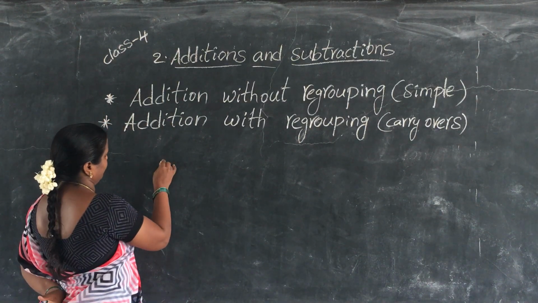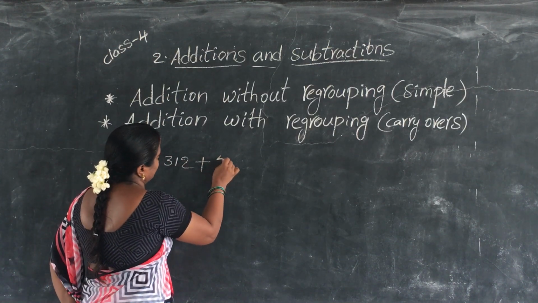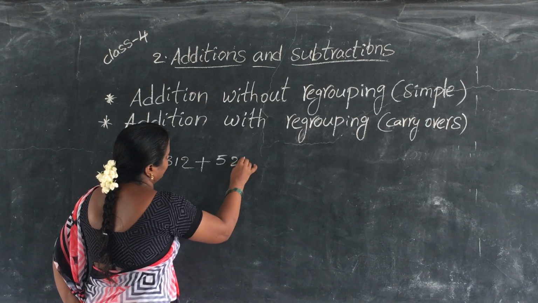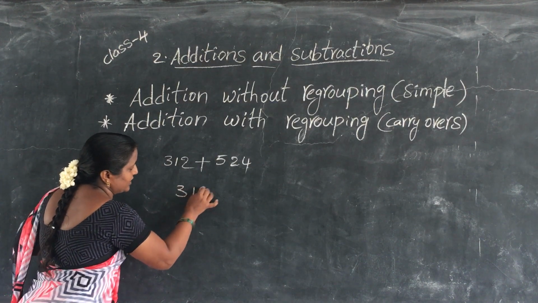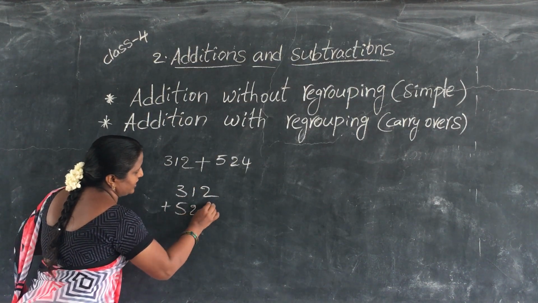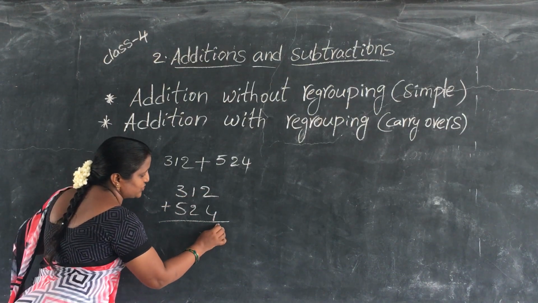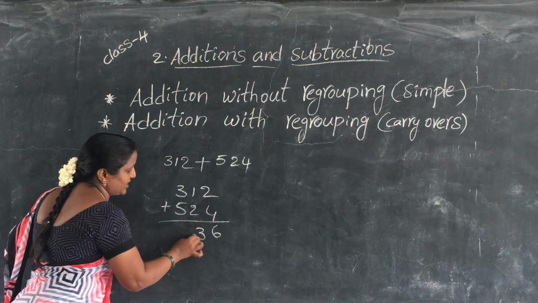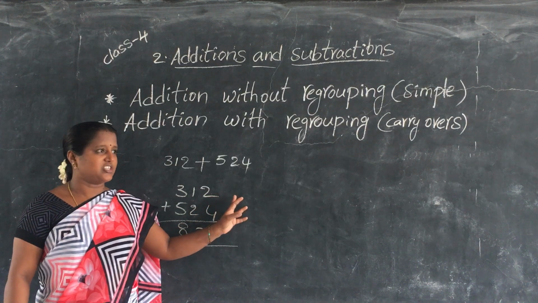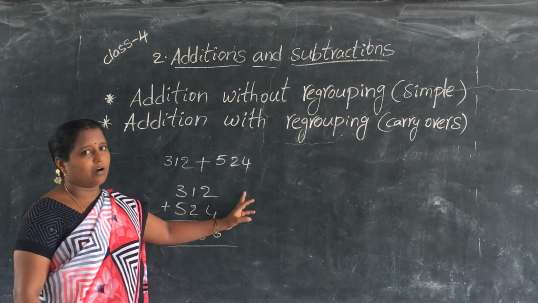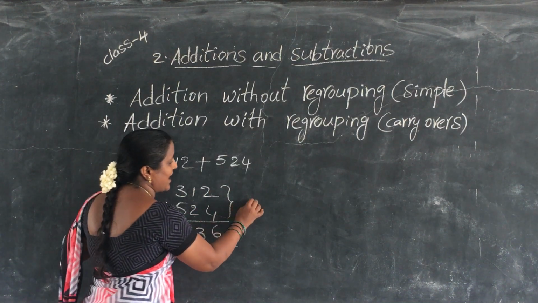First of all, 312 plus 524. Okay, add ones. 4 plus 2, 6. 1 plus 2, 3. 3 plus 5, 8. The numbers which are added are called addends.